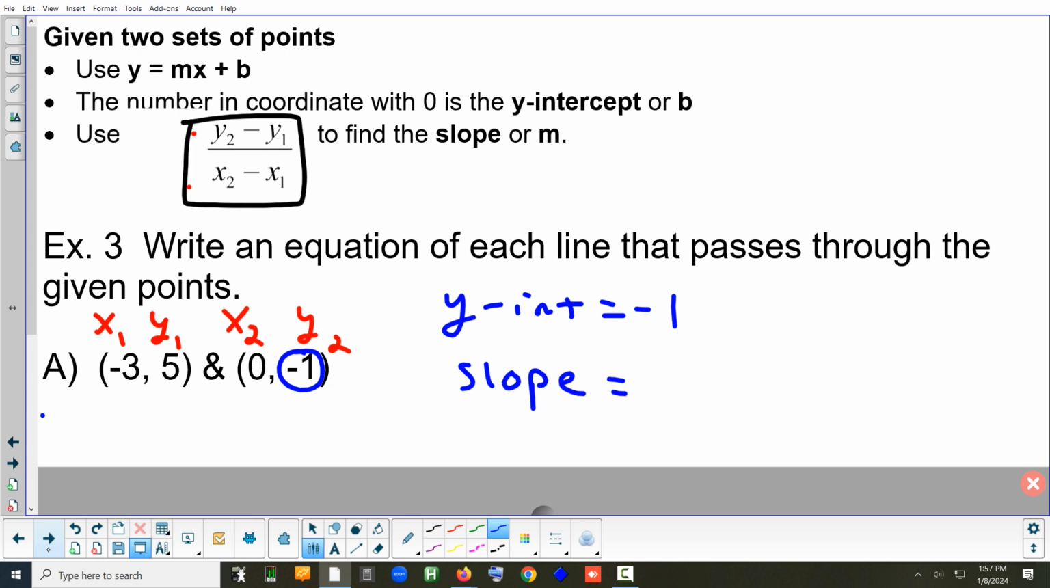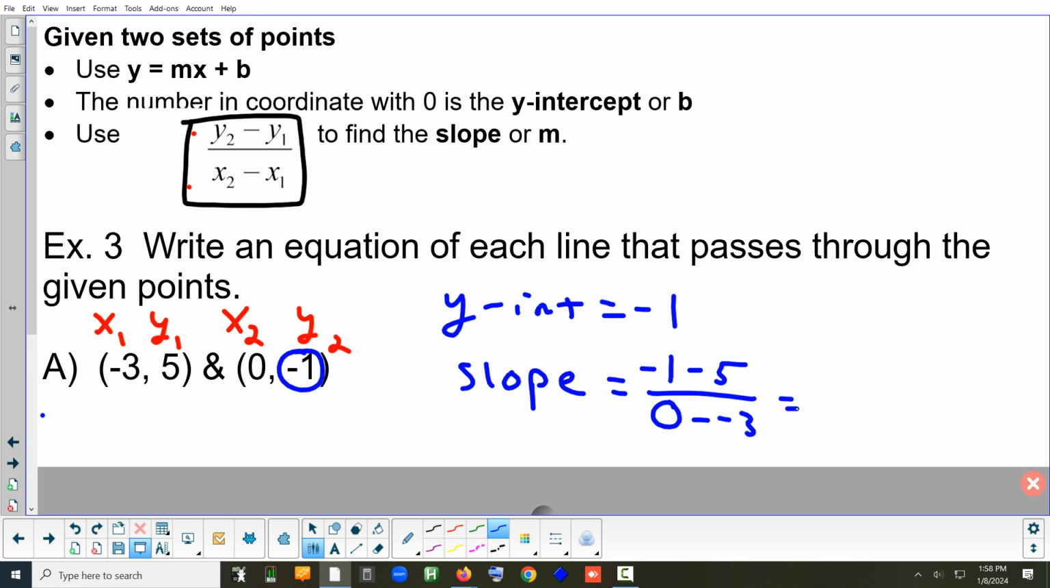Which number here is y2? -1. Madeline, what about y1? 0. No, that's x2. Oh, 5. Wait, what did you ask me? Y1. Oh, 5. Yep, y1 is 5. And then in the bottom, now I need x2. Lily, what's x2? 0. Minus x1. What's x1? Yep, -3. So just be careful because it's minus 3.